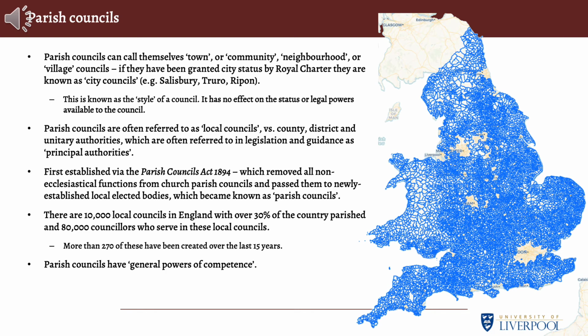So they were first established back in 1894, and many have continued until today. They were obviously, as the name suggests, parish. They were part of the Church of England, and the map shows that they are particularly widespread. There are around 10,000 local councils in England, parish councils in England, with over 30% of the country parished, and about 80,000 councillors who serve in these as volunteers, right?